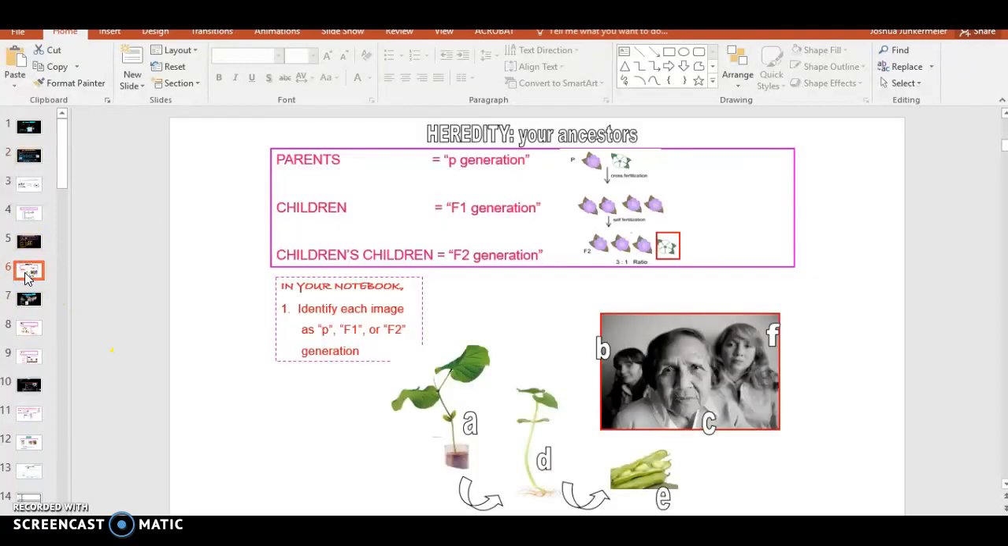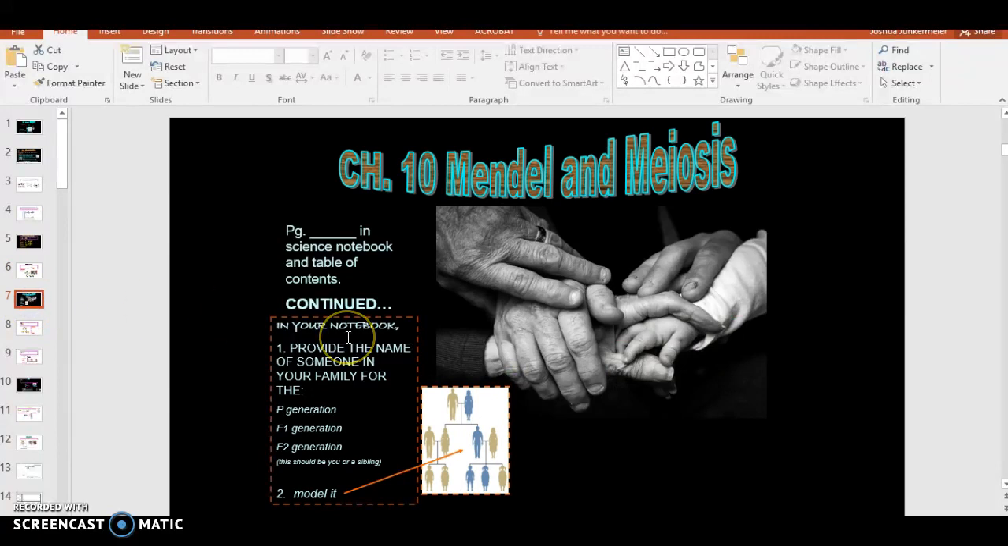Our last slide we left off on was 6, so we're going to 7. On slide 7 is a chance to practice slide 6, the terms P generation, F1 generation, and F2 generation. Your job is to create a model like you see here, and then label it. So you want to identify slide 7 in your notebook. You have the P generation, the F1 generation, and then the F2 generation.